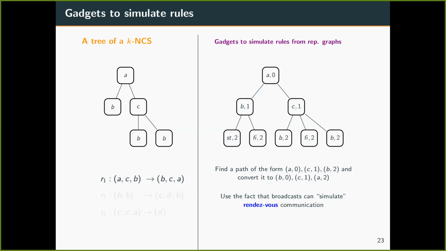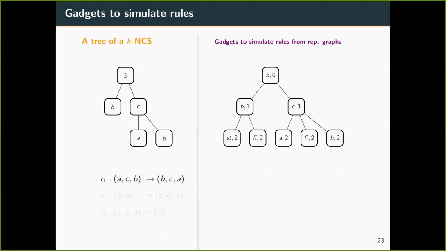So even though in a broadcast network, all neighbors of an agent receive a message, if you use this gadget, the net effect of doing so is as if just one neighbor received the message and all the others just did not receive the message. This is a very high-level idea behind this gadget. The effect of using this gadget will be exactly arriving at this representative graph of the tree that we will get by firing R1.